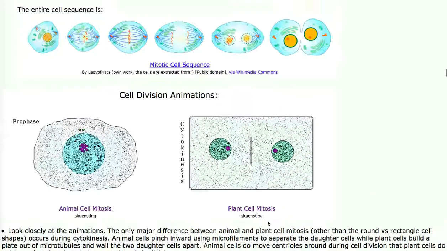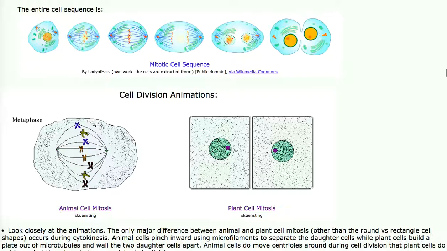So that's it for mitotic cell division. The next thing we've got to talk about is meiotic cell division.